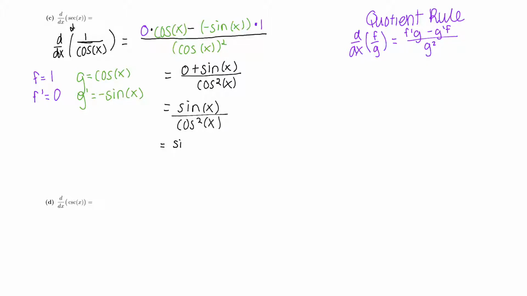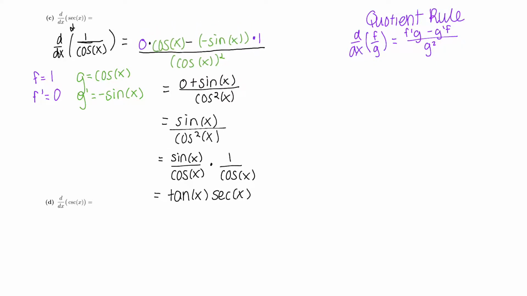But technically, this is the same as sine x over cosine x times 1 over cosine x. Would you all agree? Hopefully. Cosine x times cosine squared x, sine x times 1, sine x. And sine over cosine is tangent. And 1 over cosine x is secant x. So that's the final derivative that we use: tangent x secant x.